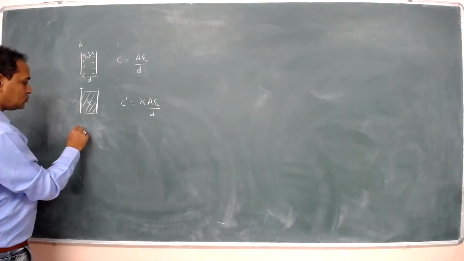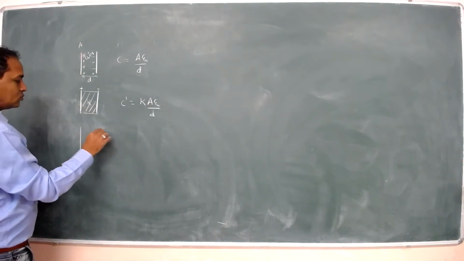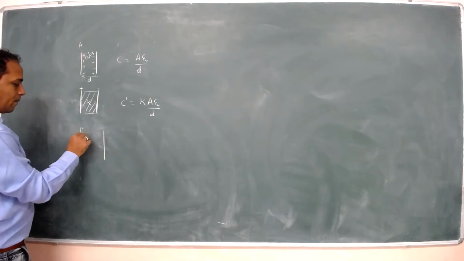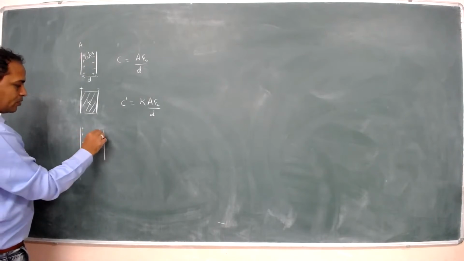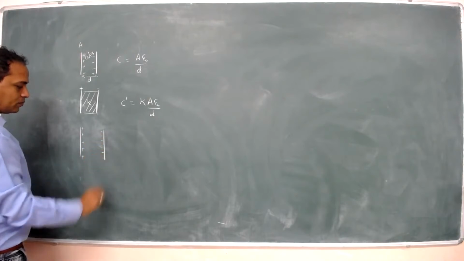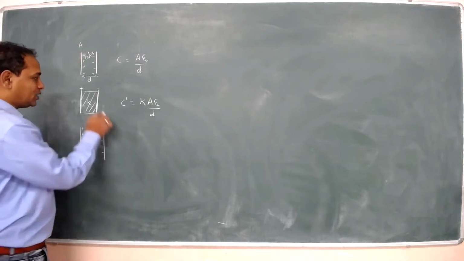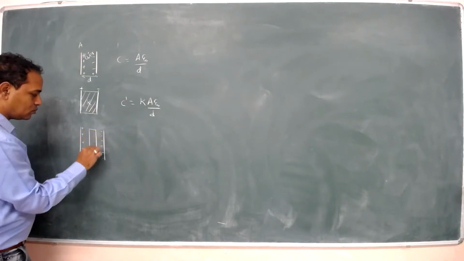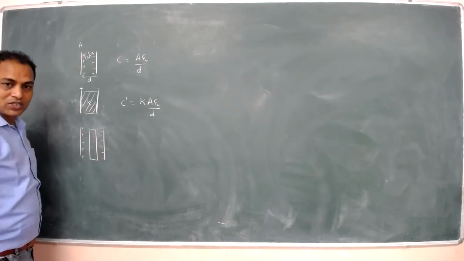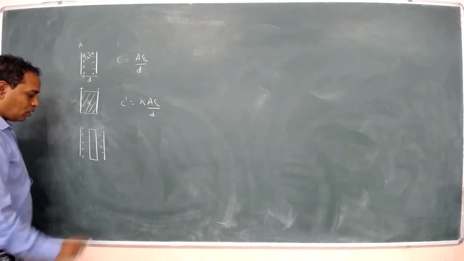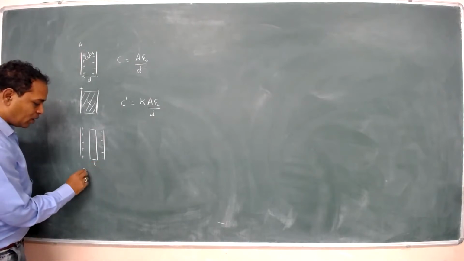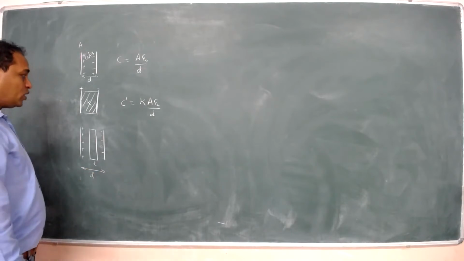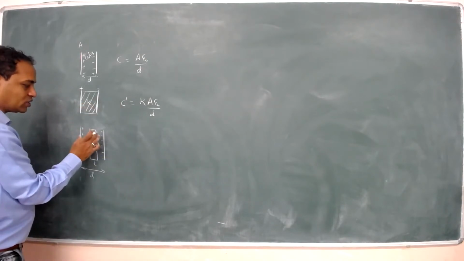Suppose this is the positive plate, this is the negative plate. Now, in this, suppose a dielectric slab is partially filled, of thickness, say this is T, and the distance between these two, say this is D. Then, what is the capacitance of this capacitor?